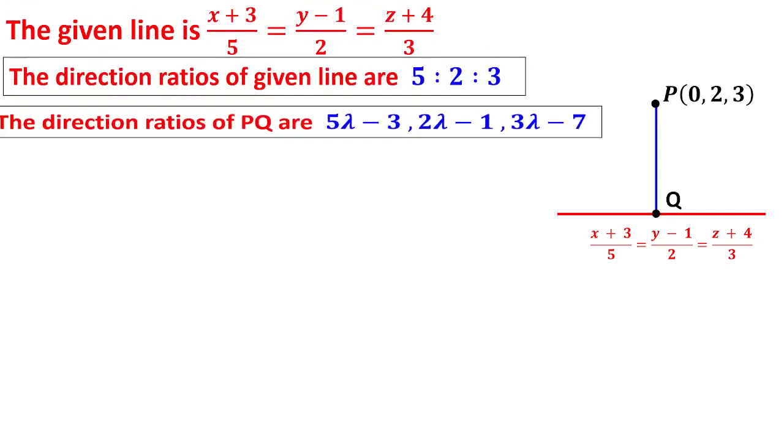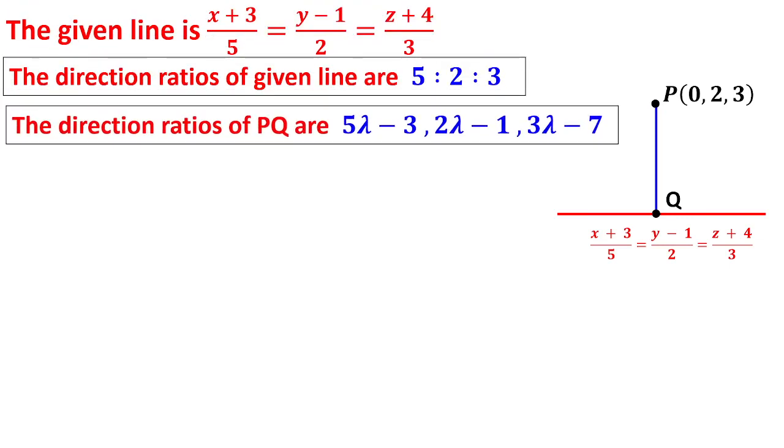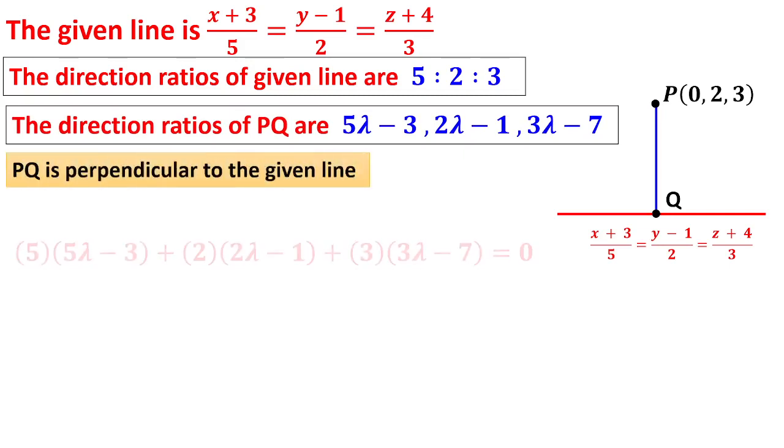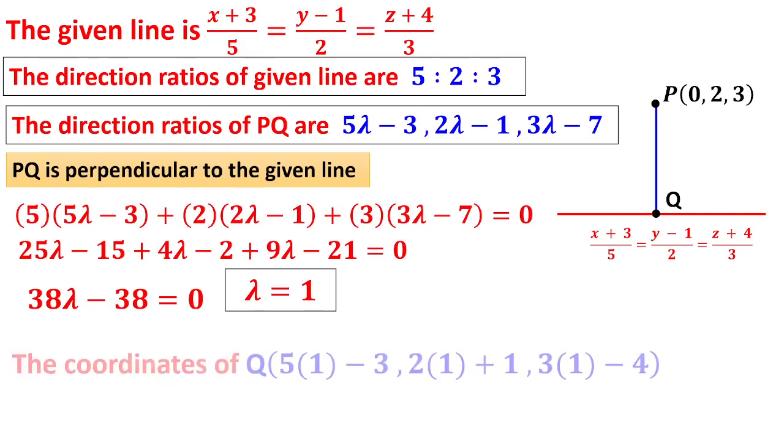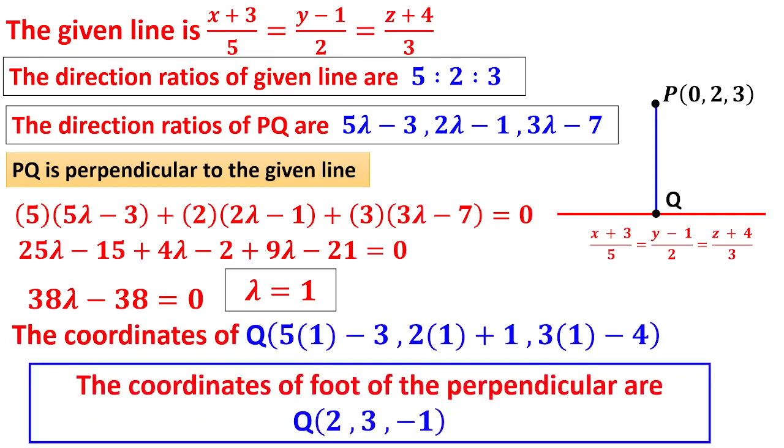Now, the direction ratios of PQ are known to you. What is the connection between PQ and the given line? Perpendicular. Fantastic. Therefore, I have to use the condition a1a2 plus b1b2 plus c1c2 is equal to 0. I got the value of lambda as 1. Problem is over. After getting lambda as 1, I know the coordinates of Q. Put lambda equal to 1 in that. Therefore, the foot of the perpendicular is (2, 3, -1).